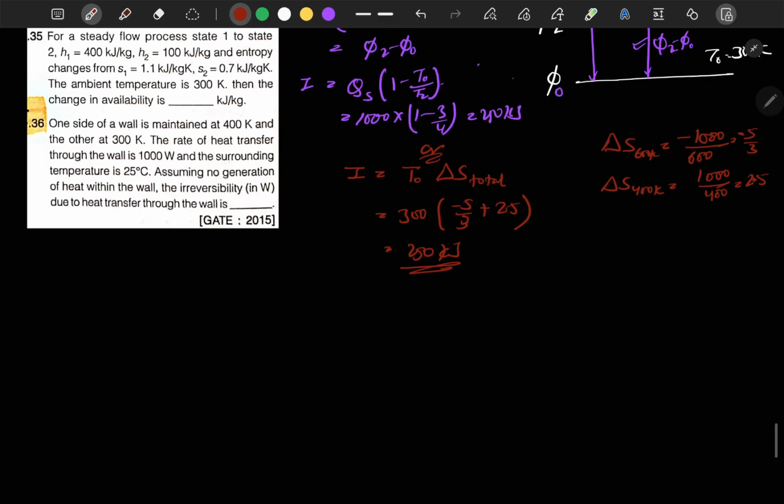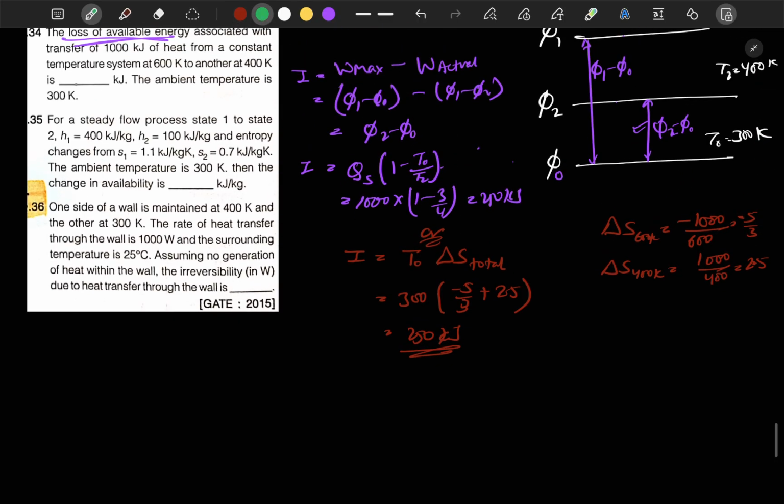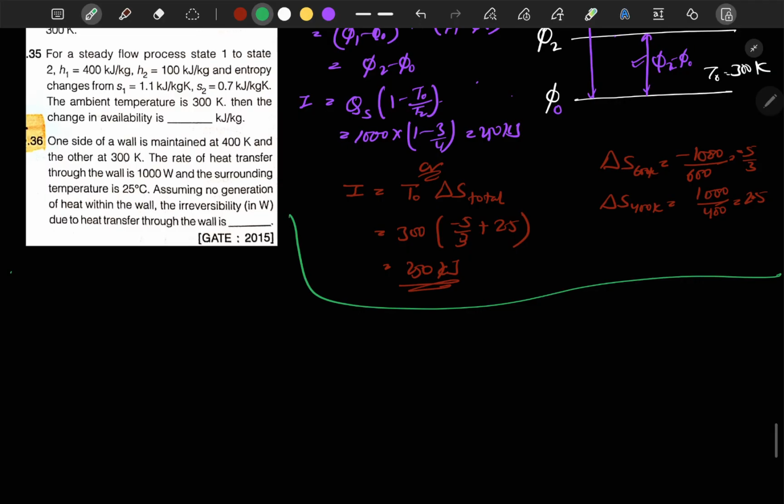Now moving to question number 35. It is mentioned that in a steady flow process from state 1 to state 2, H1 is given, H2 is given, S is given, the ambient temperature is given, then the change in availability.